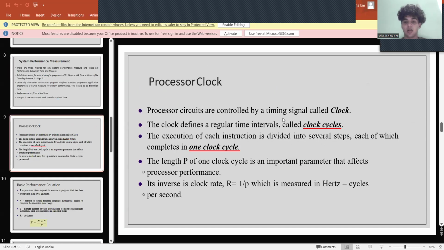Next, processor clock. These are the important terms: clock cycles, and one clock cycle. The execution of each instruction is divided into several steps, each of which completes in one clock cycle. The length of one clock cycle is an important parameter that affects processor performance. R equal to 1 by P, where R is the clock rate and P is the length of one clock cycle. As P increases, clock rate decreases.